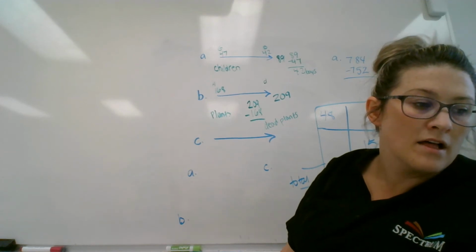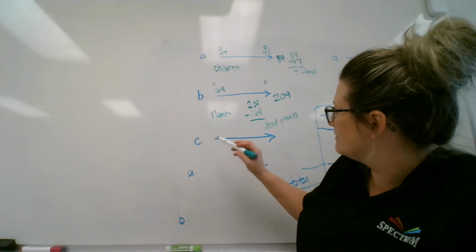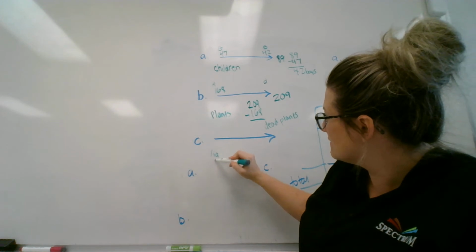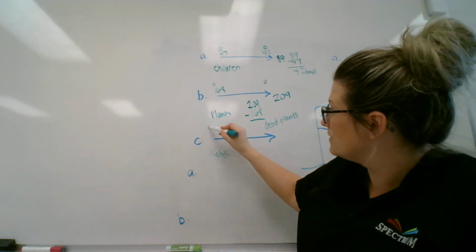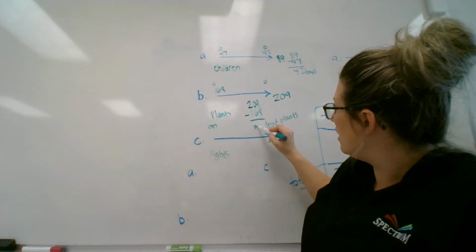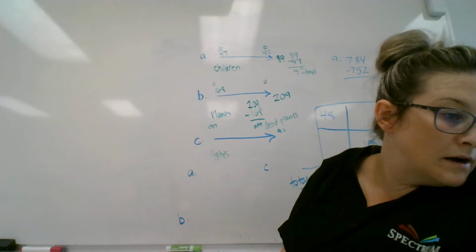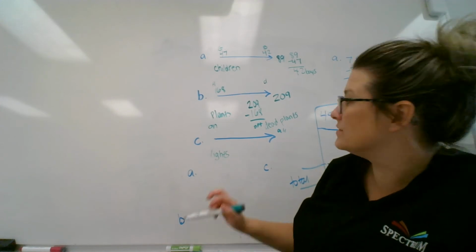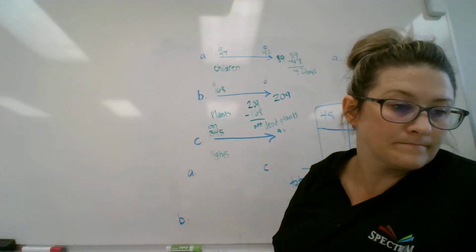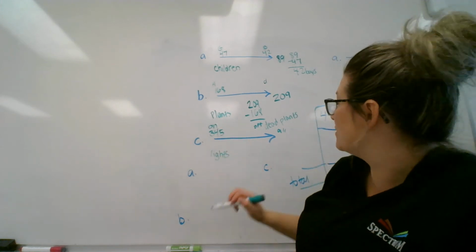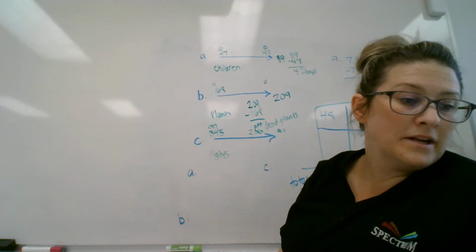C. 345 of the lights in the building were turned on. So I have lights. What's the opposite of turned on? Off. So let's say on, off, all. 345 lights in the building were turned on. 345. 236 were turned off. 236. How many lights were there in all?